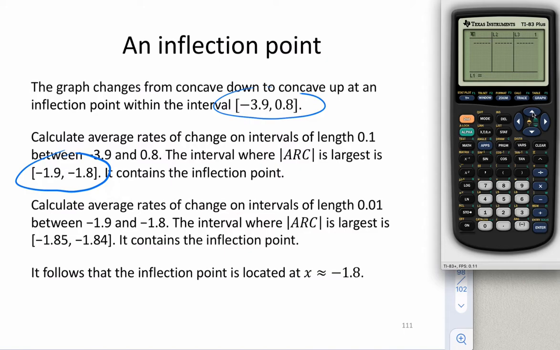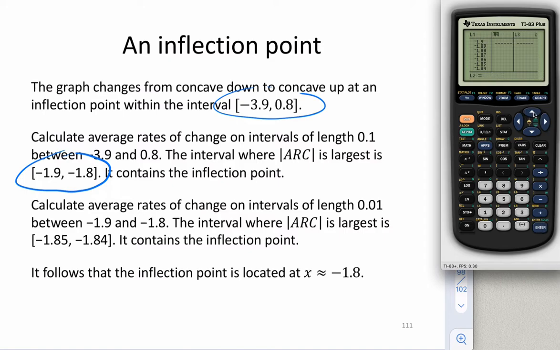I'm going to point up to L1, and I'm going to generate the x coordinates by using the sequence command. Under list, operations, it's sequence, x, comma, we're starting at negative 1.9, comma, we're ending at negative 1.8, comma, and we're incrementing by 0.01. We're splitting this up into intervals of length 0.01. Close the parenthesis, hit enter, and those are the x coordinates.